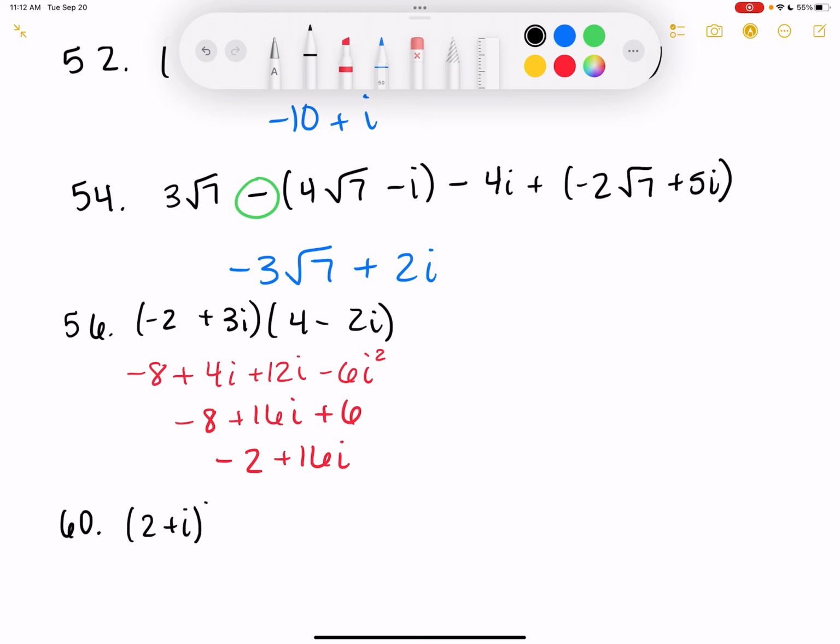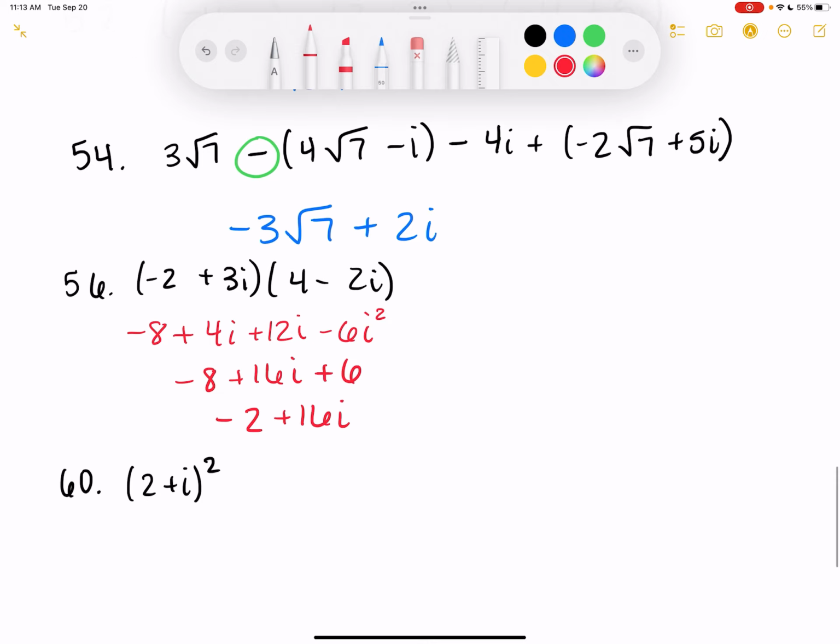2 plus i squared. What is this going to do? Well, you can FOIL it, right? It's just going to be 4 plus, don't die on us, Ethan, 2i plus 2i plus i squared. So it's just going to be this negative. It's going to be 3 plus 4i. Right?